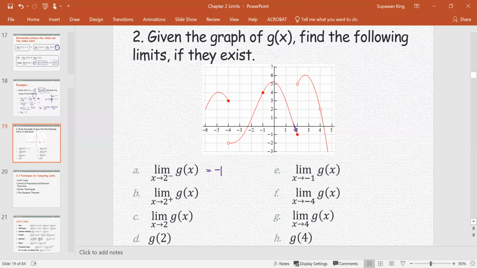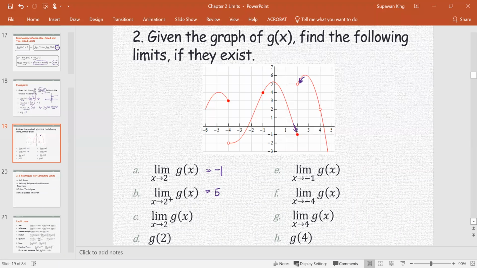In part B, the limit of g(x) as x approaches 2 from the right. If you go through the graph, as x approaches 2 from the right, the function value approaches the value 5. So the limit from the right side of 2 is 5.